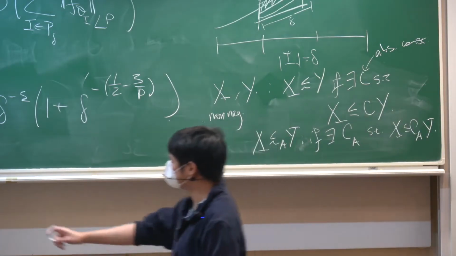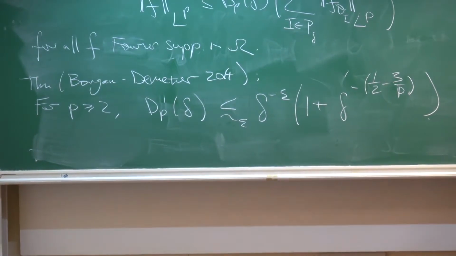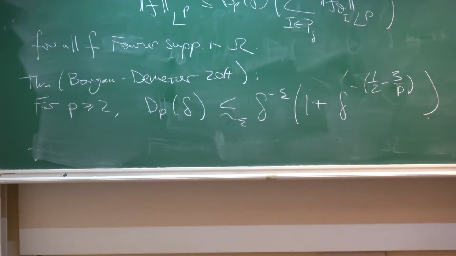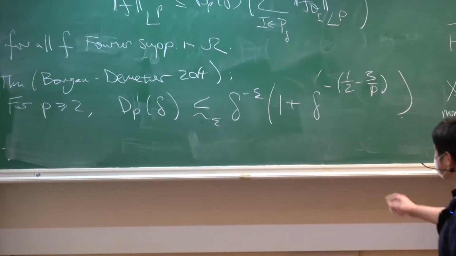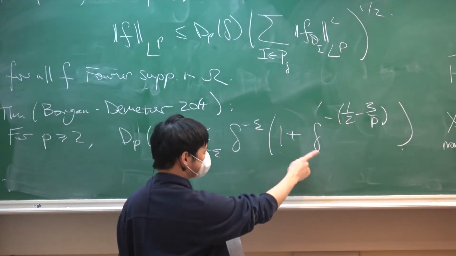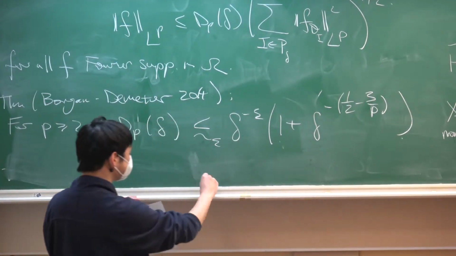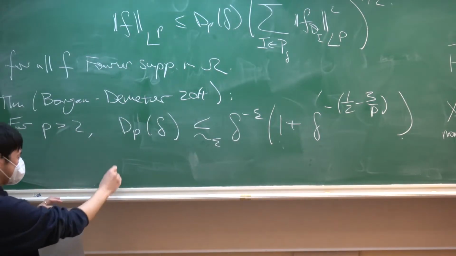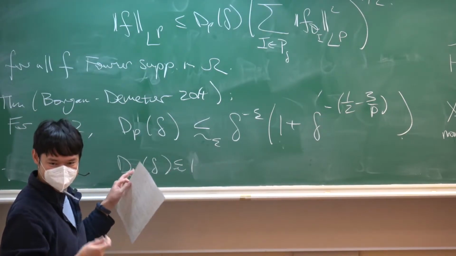So this says that D_p of delta is bounded by a constant depending on epsilon, times delta to the minus epsilon times this guy. So the constant is worse even for p bigger than 2. For p bigger than 2, decoupling is often bounded by 1. But the interesting portion is really when these two are equal, when p equals 6. Strictly speaking, you could say p strictly bigger than 2, and then D_2 is bounded by 1. But D_2, no one is interested in.